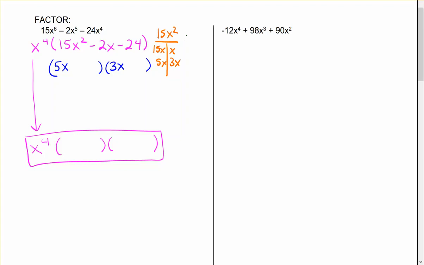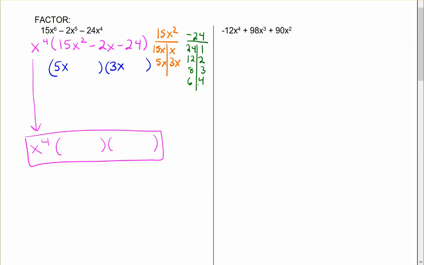For negative 24, my choices would be, and I'm just going to worry about the 24, not the negative part of it, 24 times 1, that's one possibility. 12 times 2 is another choice. 8 times 3, or could be 6 times 4. So again, next tip would be to try the numbers closest together first. So I'm going to try the 6 and the 4.